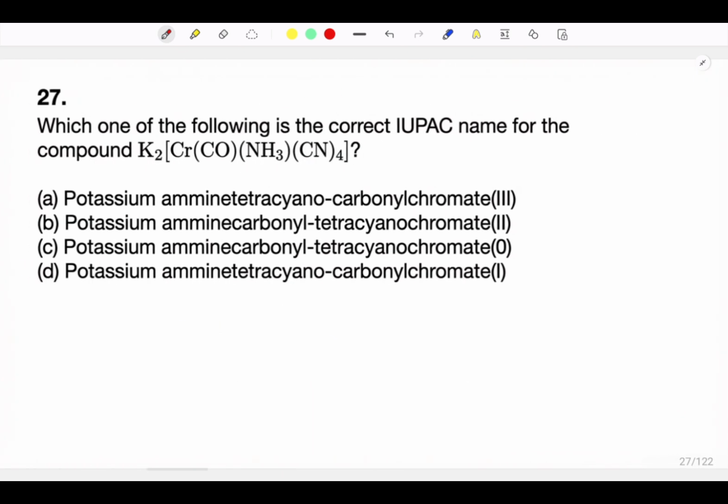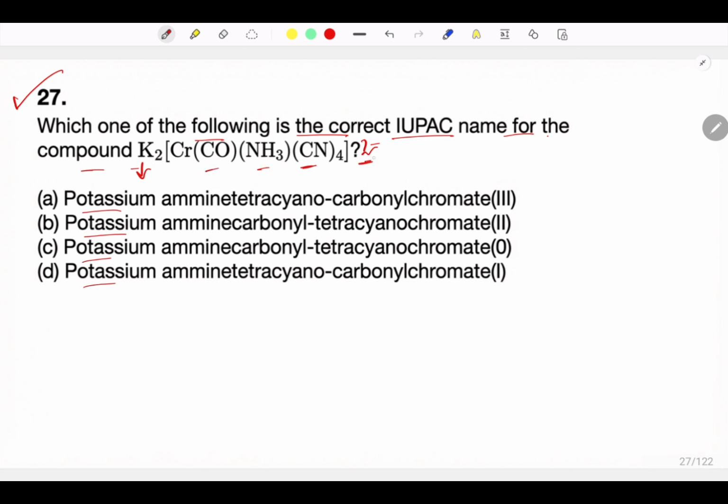Now coming to the next question, question number 27. Which one of the following is the correct IUPAC name for the compound? So first of all, potassium, then there is a potassium, right? So this is the anionic part, so the total charge is 2 minus, and this is the anionic ligand, and this is neutral, this is neutral.